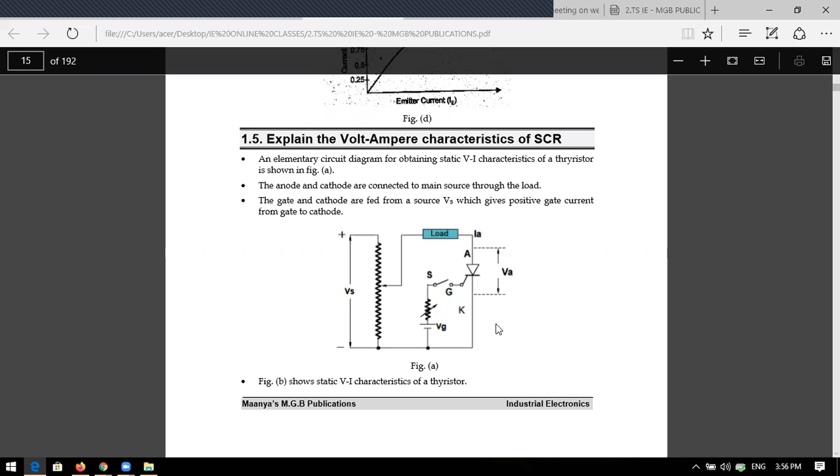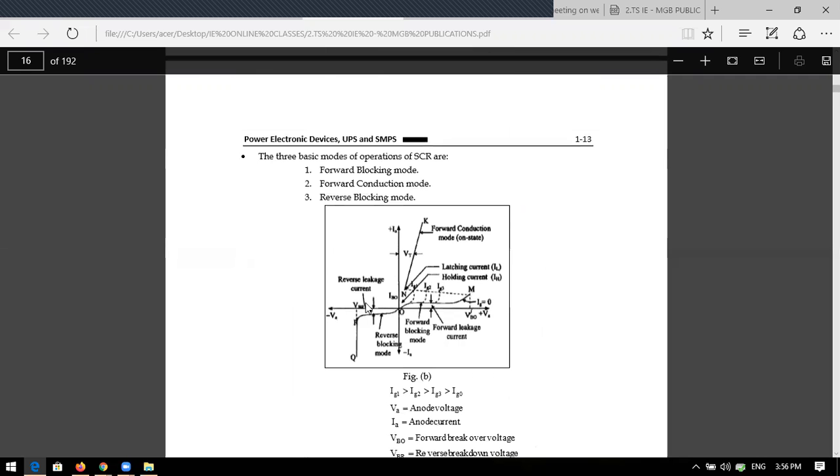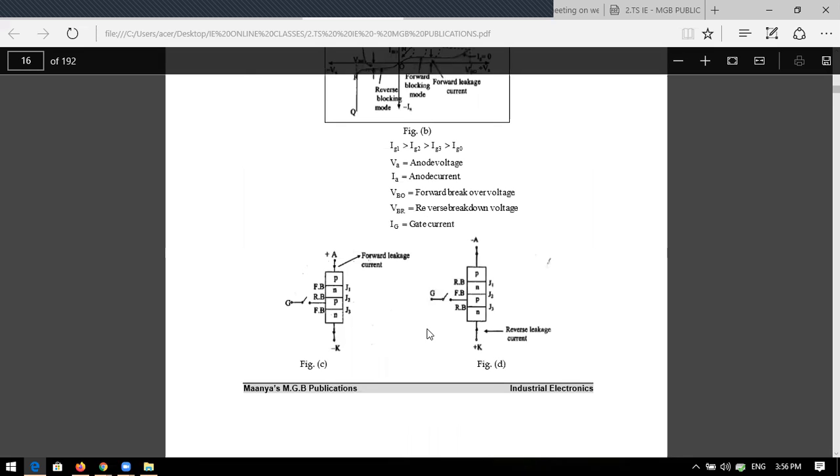So how to connect forward bias, you know very well. Anode voltage is positive and cathode voltage is negative. So it is forward bias mode. And in the forward bias mode we have 2 modes of operation. What are they? Forward blocking mode and forward conduction mode. And what is the reverse bias mode? You have to connect anode to negative and cathode to positive.